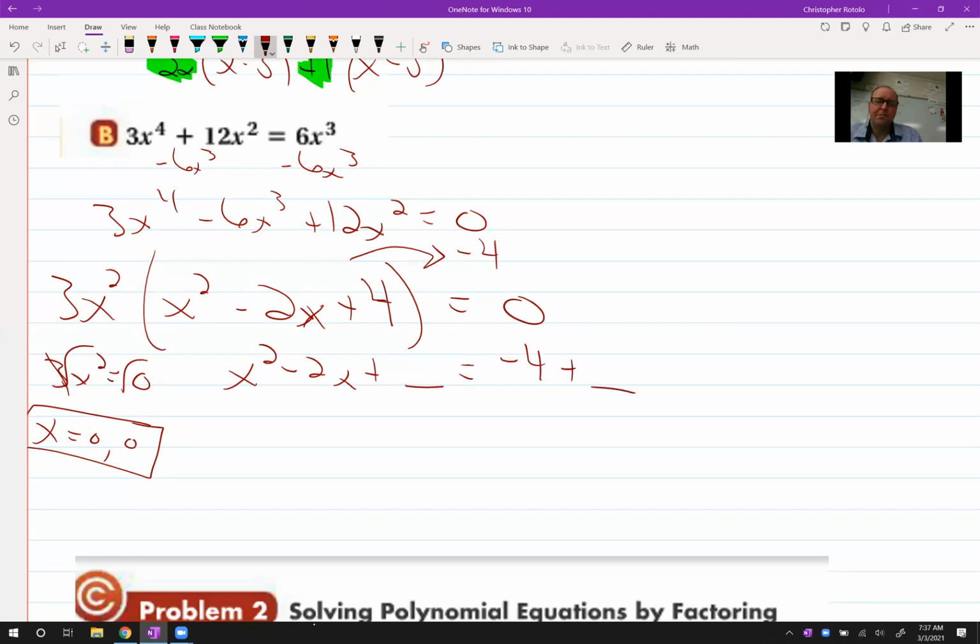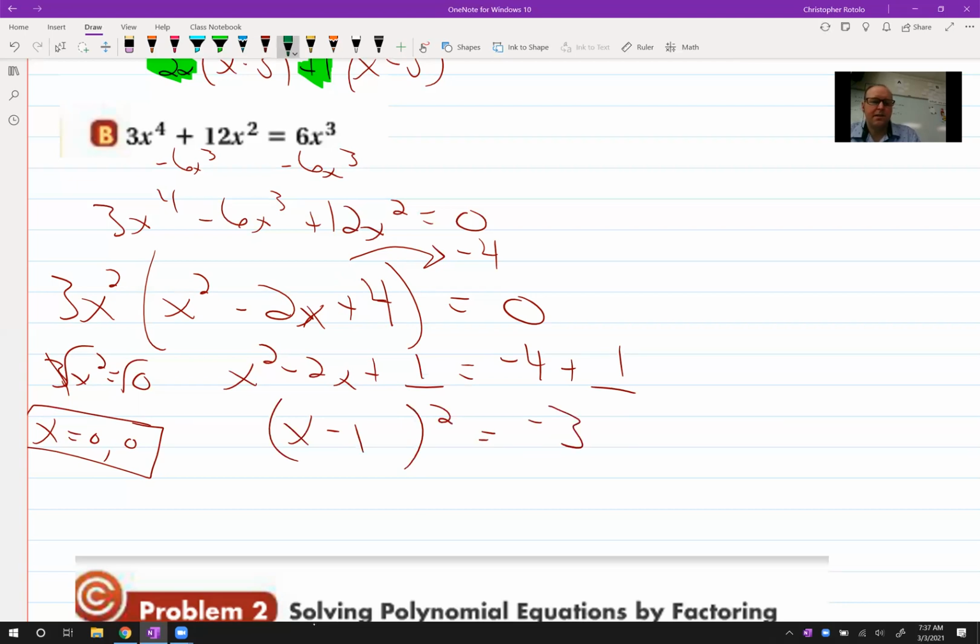All right, why am I doing this? Because a is 1 and b is even, so this is going to be a lot faster and a lot easier to manage. All right, so I need negative 2. I need half of that. So x minus 1. 1 squared is 1. So I'm going to add 1 to both sides. So I get negative 3 over here.